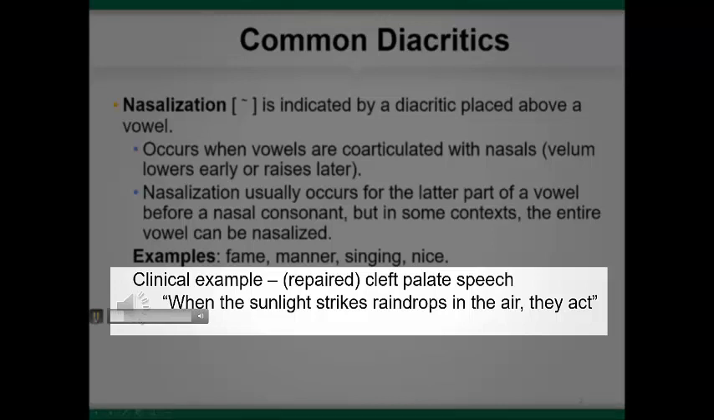When the sunlight strikes raindrops in the air, they act.